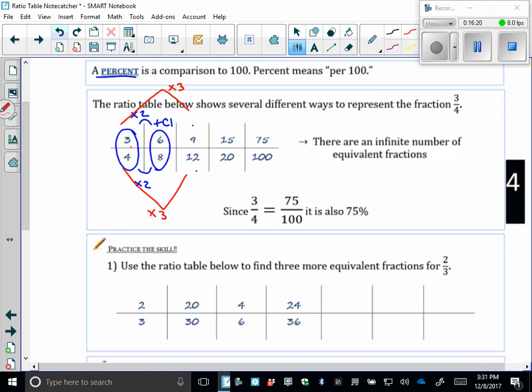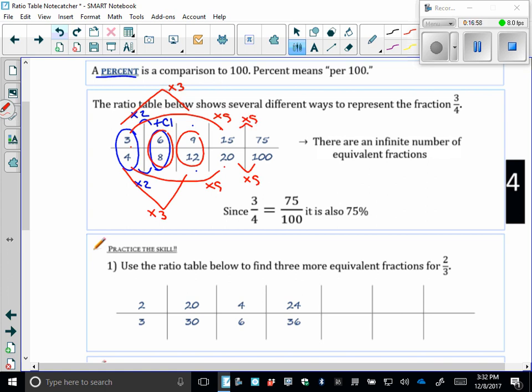3/4 is equal to 6/8, which is equal to 9/12, which is equal to 15/20. So how do you think I got the 15/20? Will? You times it by what? 3 and 4. Yeah, I could have times this by 5. That's one way. Or I could have added this column to this column. That's what I was going to say. And then to get from here to here, I times by 5.